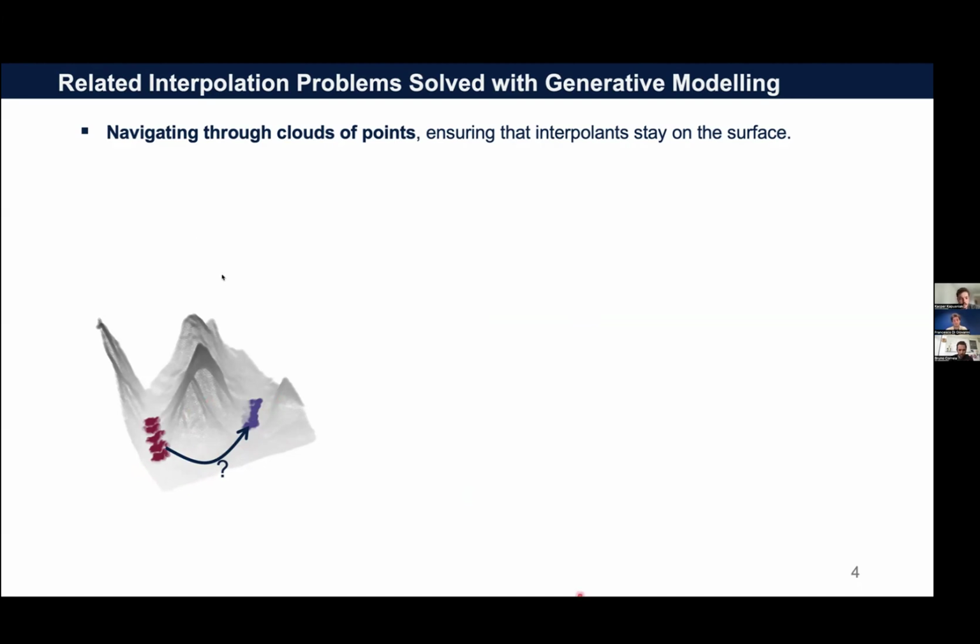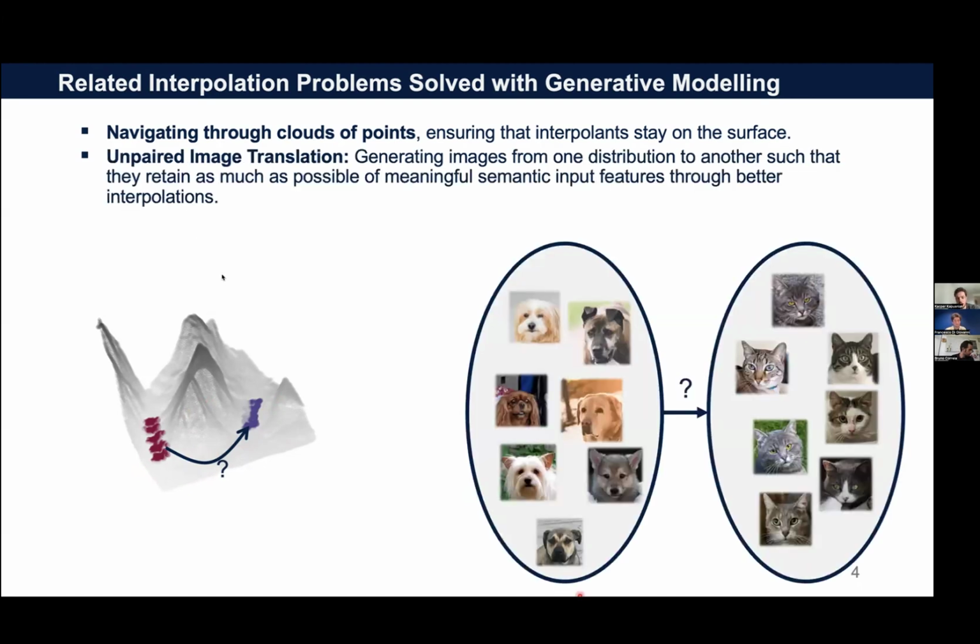And similarly, on the right, we have the unpaired image translation problem. We want to convert images from one class into the other, like dogs into cats, but also keep semantic features of the source images. The question here is how the transition path should look to keep the most semantic features from the source.